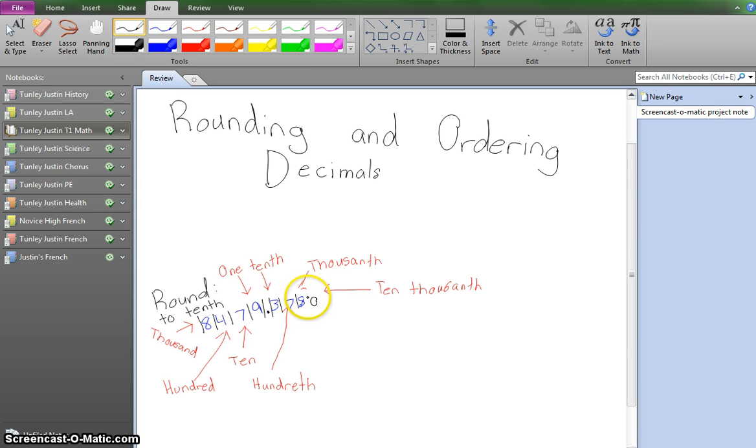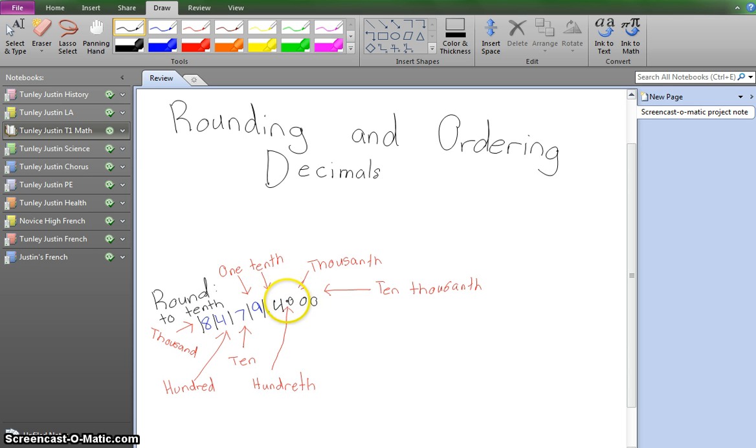So then 8, is it closer to 0 or is it closer to 10? It's closer to 10. So we're going to make that a 0, but because it's closer to 10, we're going to make that 7 in the next place an 8. So is 8 closer to 10 or closer to 0? It's closer to 10. So once again, we make that 8 a 0 and make this 3 a 4. So now we've rounded this number to the nearest tenth.